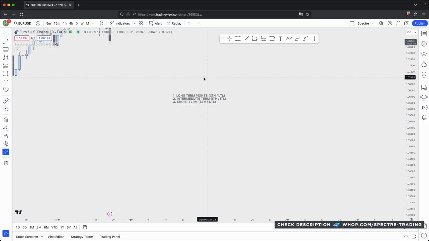So now that brings us on to the last point, which is the easiest one, short-term points, right? Short-term highs and short-term lows. They are just your basic swing highs and swing lows. So you could say long-term points and intermediate term points are also short-term points.